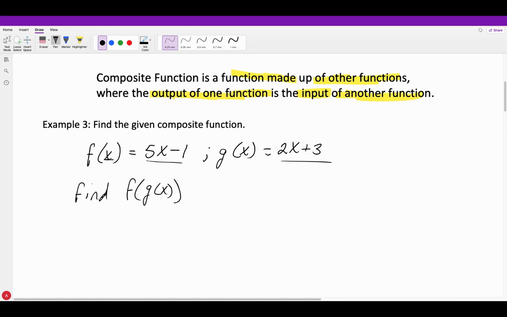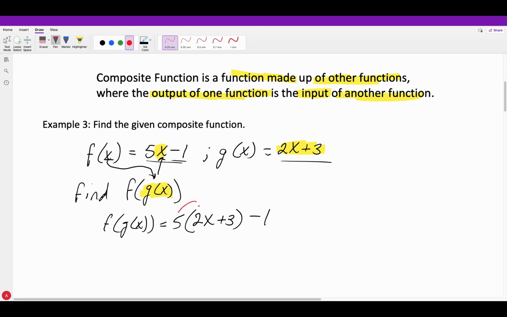So instead of f of x, we're now substituting our g of x function in for that x value. So we would then have f of g of x is equal to 5 times x, but instead of it being x now, we're substituting with our g of x function, so it's the entire 2x plus 3. And since it's 5 times x, make sure that you are putting this 2x plus 3 in parentheses, so that way we know to distribute the 5 to all of it. And then we still have that minus 1 at the end of that problem.